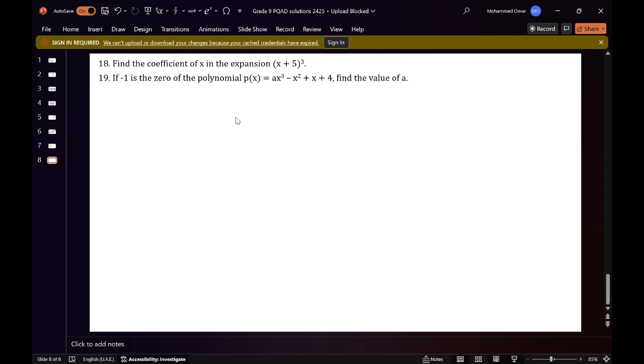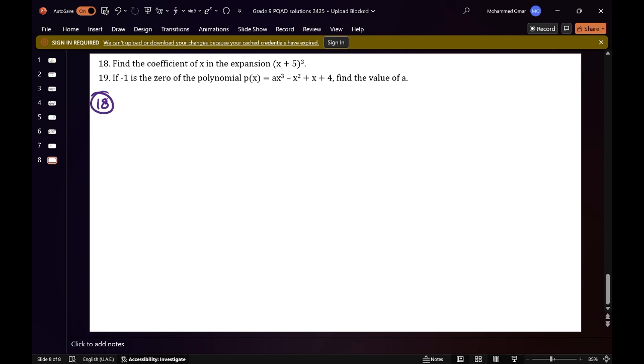Okay, now let us read the question. Find the coefficient of x in the expansion. Does anybody remember what the concept is over here? Yes, polynomials. In polynomials we have seen algebraic identities, (x plus 5) whole cube, and coefficients of the terms. Since the next question also belongs to polynomials, I have added them in one video. And if minus 1 is the 0 of the polynomial, you have to find a. Okay, fine. So first go to the 18th problem.